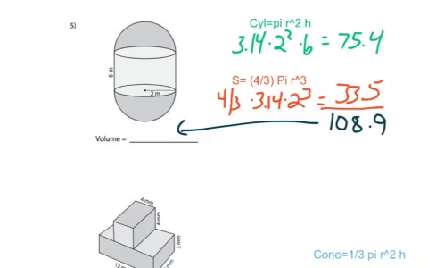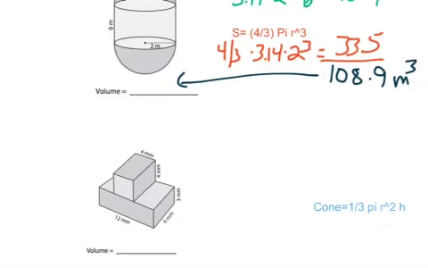Okay, when you see this problem, we know that we have a cylinder matched up with a full sphere. So go ahead and use the cylinder formula, which is 3.14 times 2 squared times 6. Gives me my 75.4. The sphere is going to be 4/3 times 3.14 times 2 cubed. Gets me 33.5. Add those two guys up. You get 108.9 meters cubed.